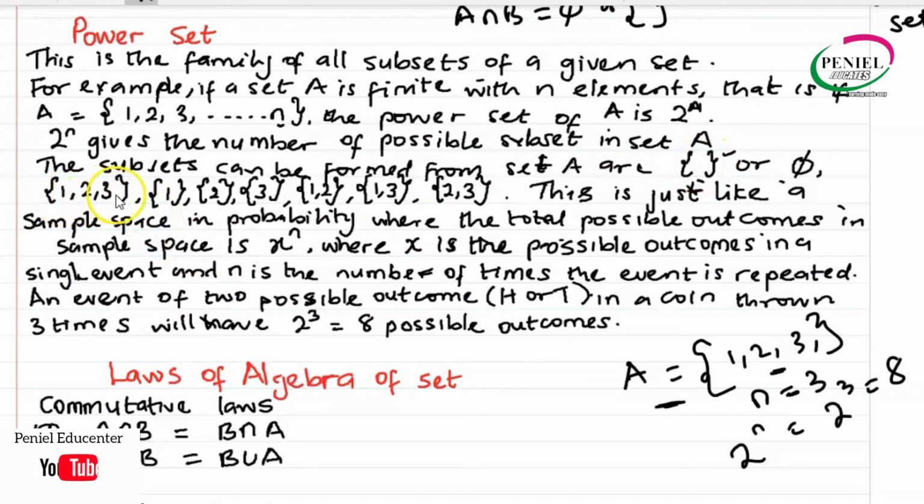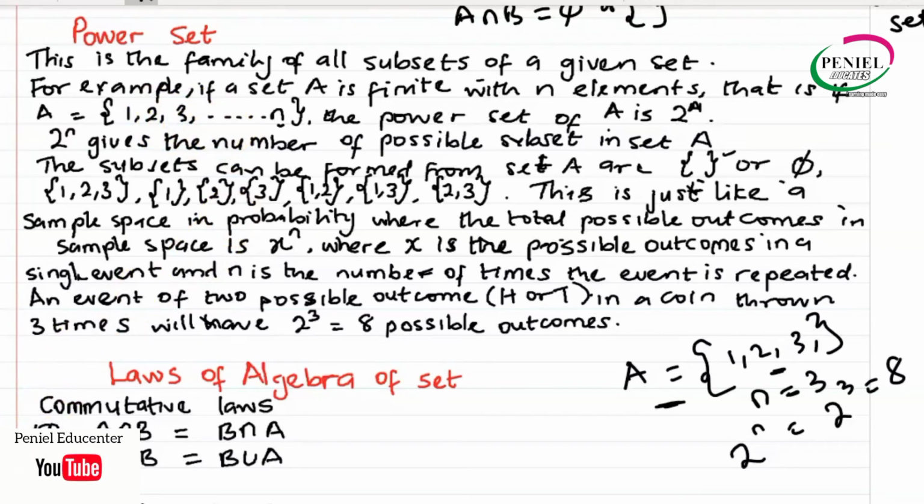We can have 1, 2, 3. We can have 1 alone, 2 alone, 3 alone. We can have the combination 1, 2 as one of the subsets we can get from this. Then 1, 3 could be a subset, and 2, 3 can also be a subset. Then the empty or null set is also a subset of this particular set, which has 3 elements.